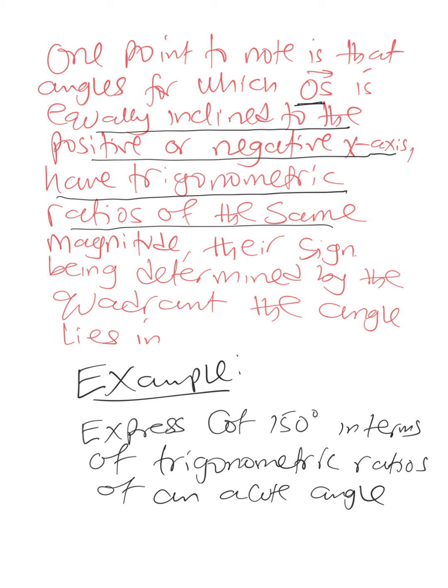One important property to note is that angles for which the vector OS is equally inclined to the positive or negative x-axis have trigonometric ratios of the same magnitude. Their sign, meaning positive or negative, is determined by the quadrant in which the angle lies. We want to discuss this example. We are required to express cotangent of 150 degrees in terms of trigonometric ratios of an acute angle.